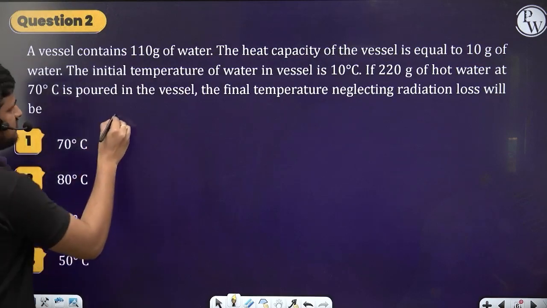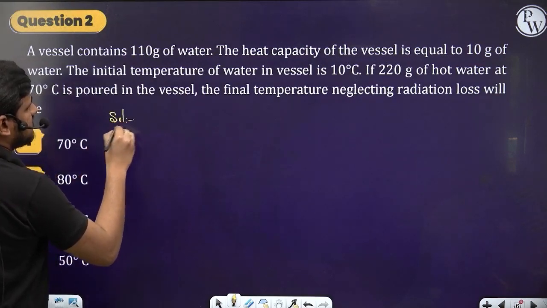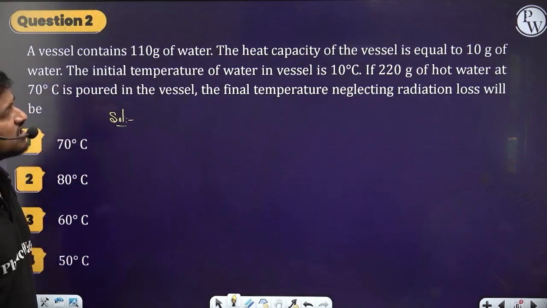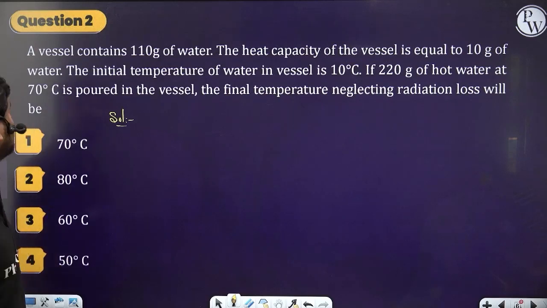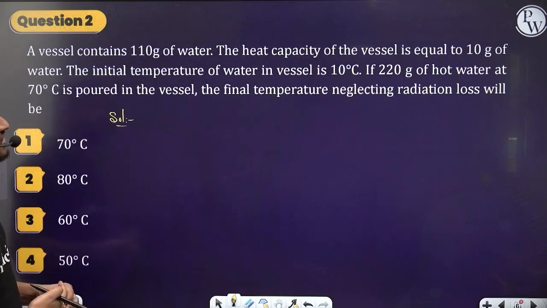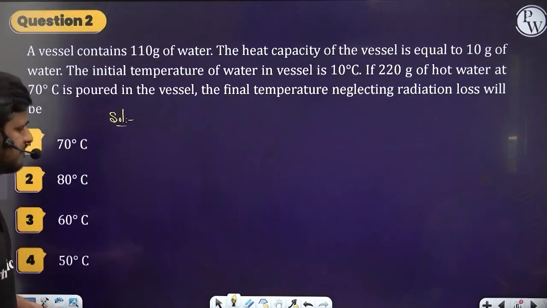First, what does the question say? Here calorimetry plus water equivalent, so both concepts are involved. A vessel contains 110 grams of water. The heat capacity of the vessel is equal to that of 10 grams of water. The initial temperature of the vessel is 10 degrees centigrade. If 220 grams of hot water at 70 degrees centigrade is poured into the vessel, the final temperature, neglecting radiation loss, will be. Okay, see here.